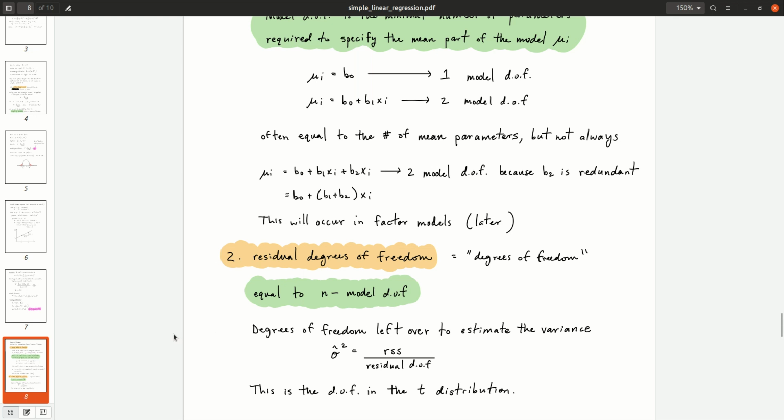Okay, so for the 2 models we looked at so far, the first one is this one. Model degrees of freedom is 1. Therefore, residual degrees of freedom is n minus 1. That's why we divide by n minus 1. For this one, model degrees of freedom is 2. Therefore, we divide by n minus 2. And when we talk about the degrees of freedom in the t distribution, we're talking about the residual degrees of freedom.